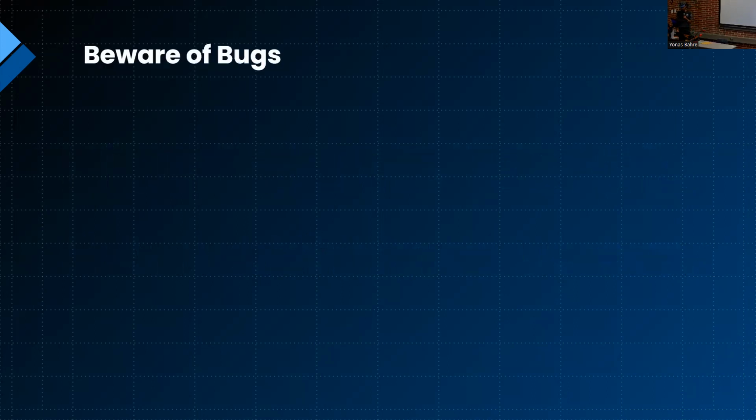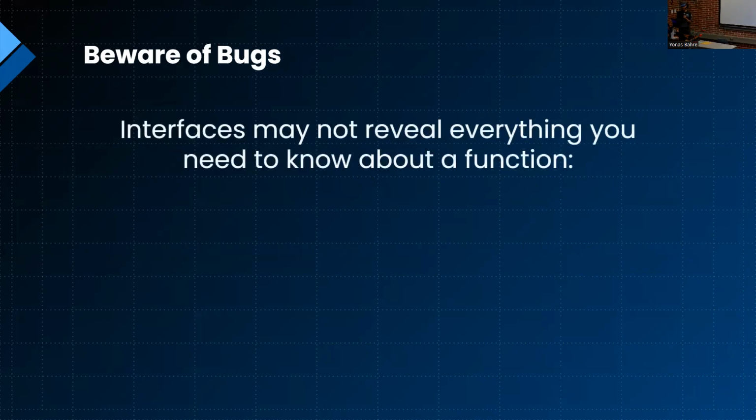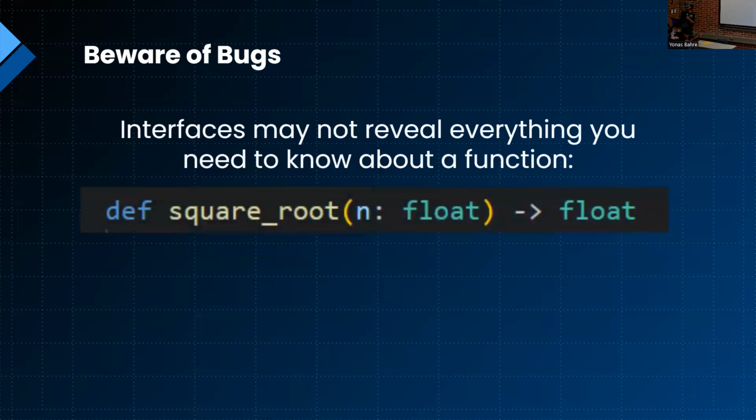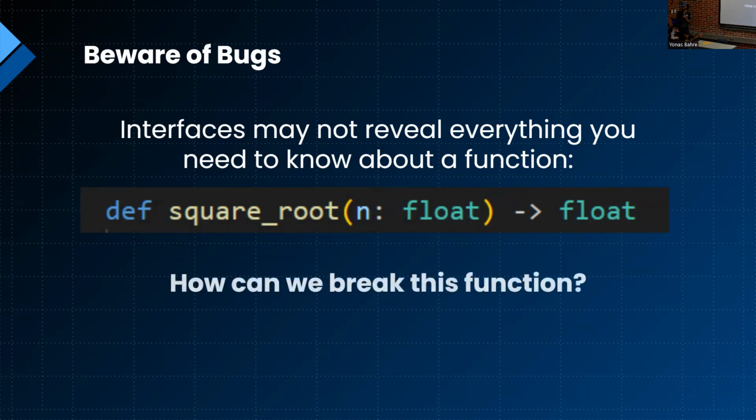So one more quick thing on this note, interfaces might not reveal everything that you need to know about a function. So let's say we have a simple square root function here. As you can see, it just takes in a floating point number, basically a decimal, and it gives you another float that should be the square root of the number that you pass in. So does this tell us everything that we need to know about this function? How could we break this function? Exactly, a negative number.